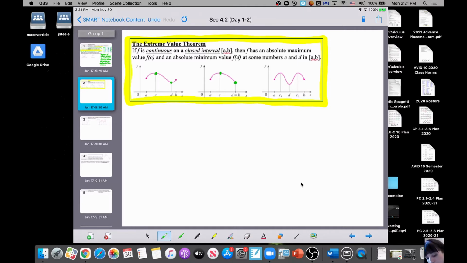And then in our third example, you can see that we have a tie, right? We have 2 points where our function is at that same maximum value, and then we have a point here at d where it's at its absolute minimum value. And in that case, the endpoints aren't anything because they aren't absolutes in this case, and they can't be locals.